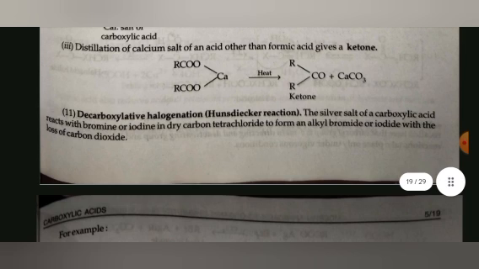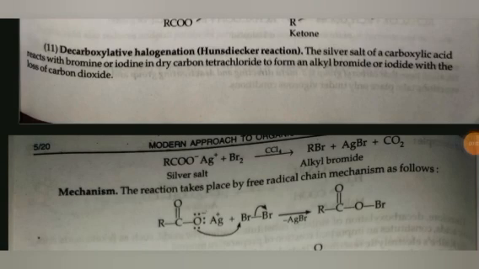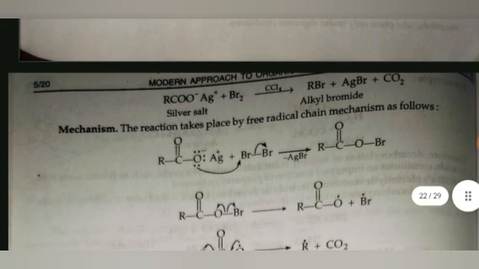decarboxylative halogenation, Hunsdiecker reaction. The silver salt of carboxylic acid reacts with bromine or iodine in dry carbon tetrachloride to form an alkyl bromide or iodide with the loss of carbon dioxide. For example, silver salt plus Br2 in the presence of CCl4 gives rise to alkyl bromide plus AgBr plus CO2. Mechanism: the reaction takes place by a free radical chain mechanism as follows.